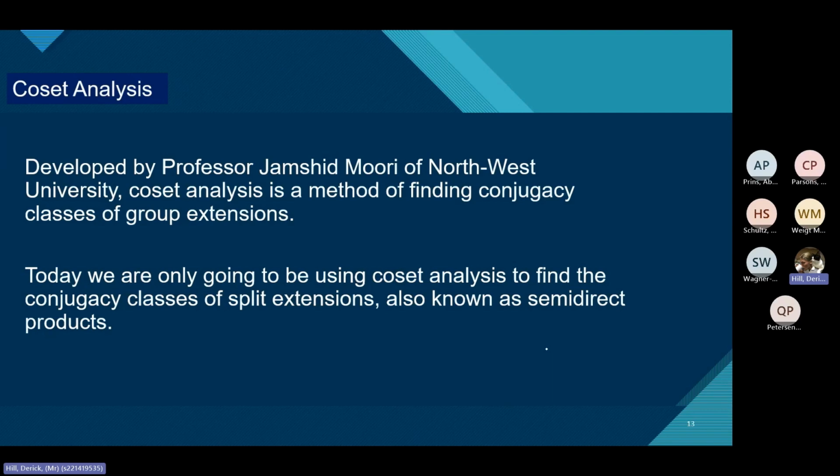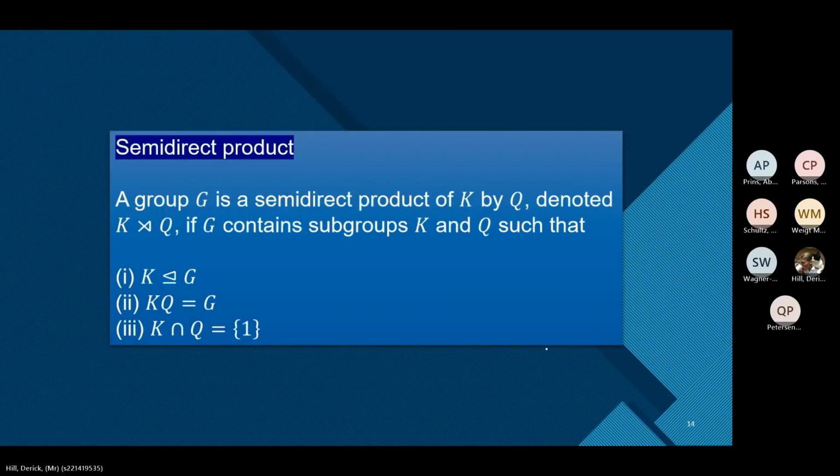So what is a semi-direct product? Let's say we have a group G, and it has subgroups K and Q. We denote it by this symbol over here. And it is a semi-direct product if K is normal in G, if KQ equals G, and if the intersection of K and Q is the identity element.